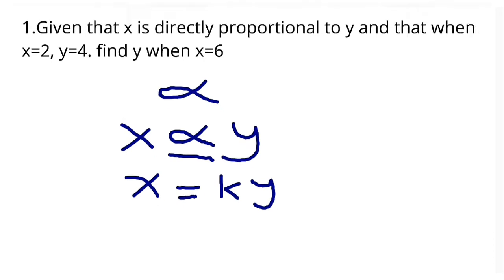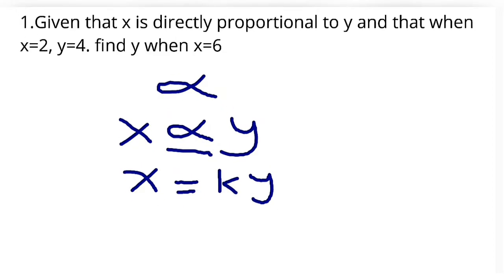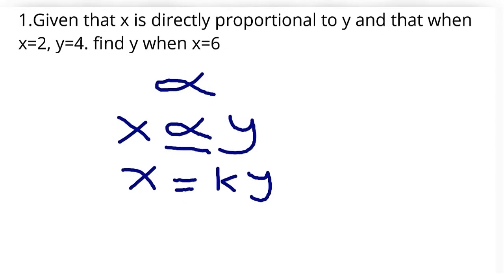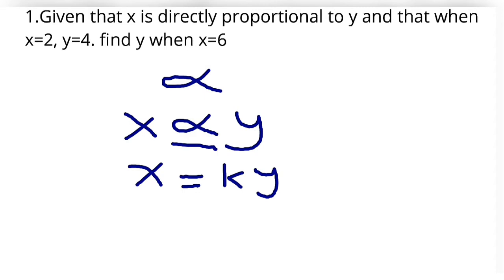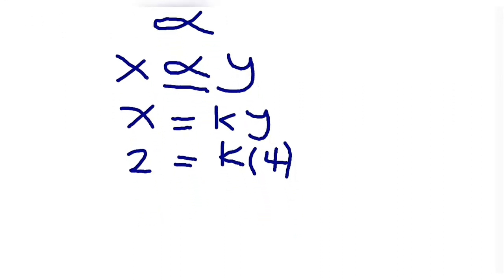And the question is saying that when x equals 2, y equals 4. We find y when x equals 6. So when x equals 2, y equals 4. Where there is x, we are going to put 2, and where there is y, we are going to put 4. So that gives us an equation where 2 is equal to k multiplied by 4. That will give us 2 equals 4k.